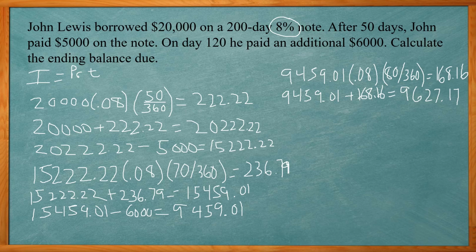If they have another payment, do the same thing again. Figure out how much interest accumulated during the time period. Add that to your balance and subtract how much they paid. And then at the end, the last payment will be due on the last day of the note. If it's a 200-day note, then the last payment will be on the 200th day.